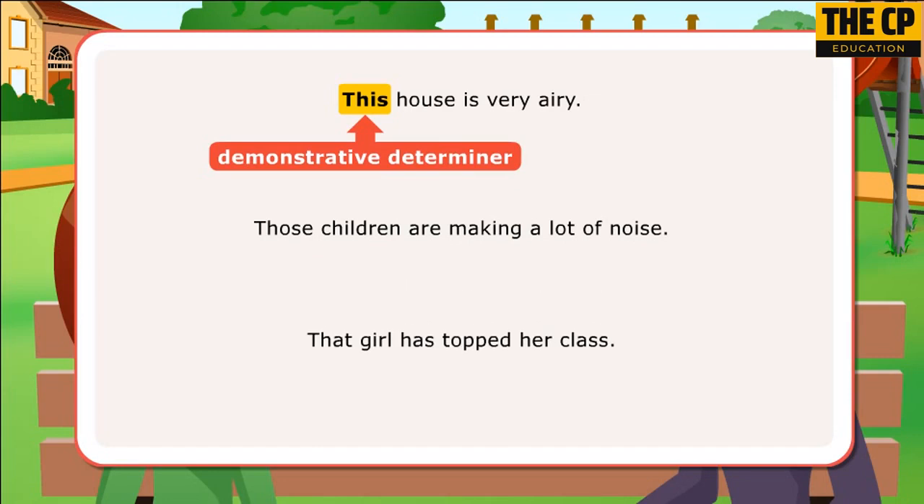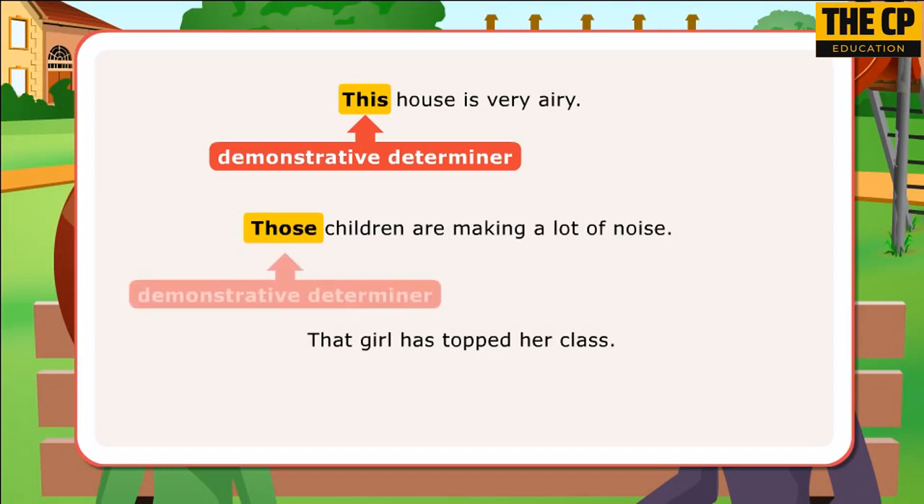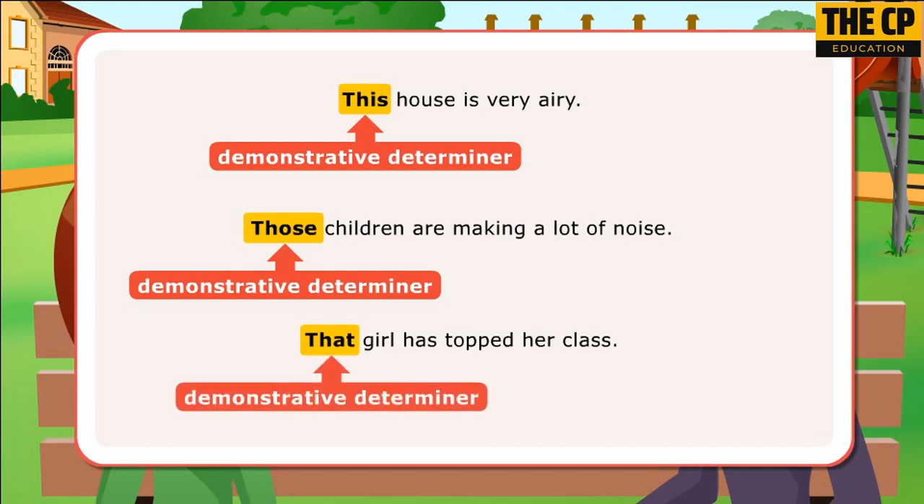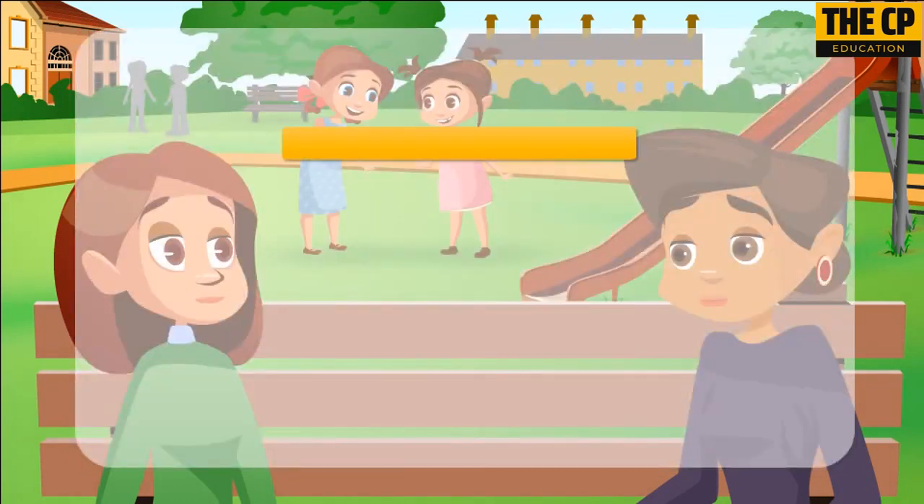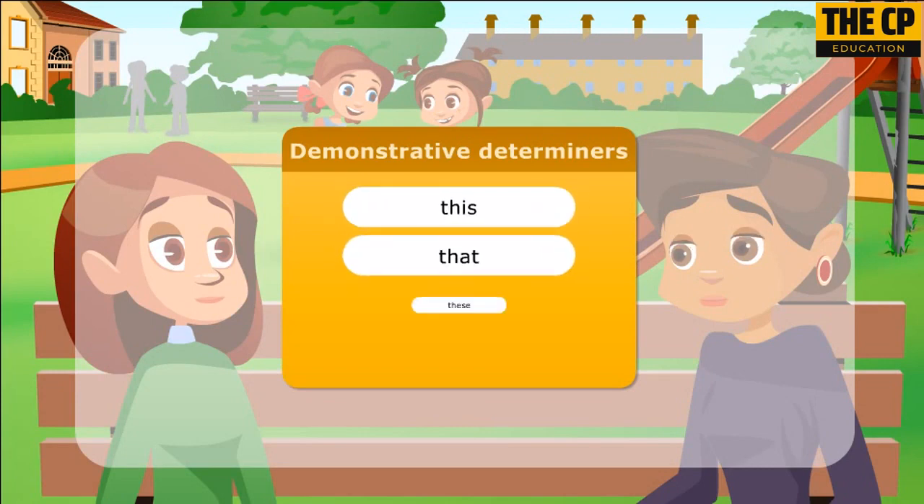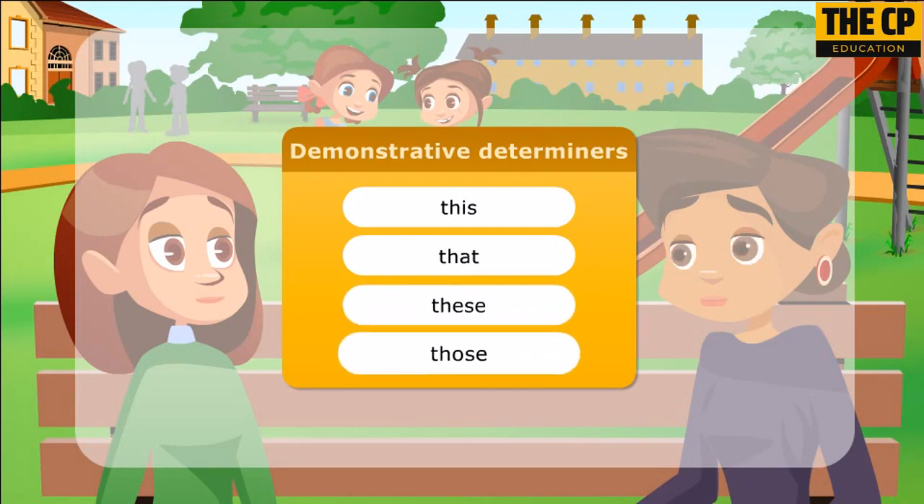In the next sentence, those is a demonstrative determiner as it points at a few specific children playing some distance away. In the third sentence, that is a demonstrative determiner as it points at a specific girl who is not close by. There are only 4 demonstrative determiners in English: this, that, these, those.